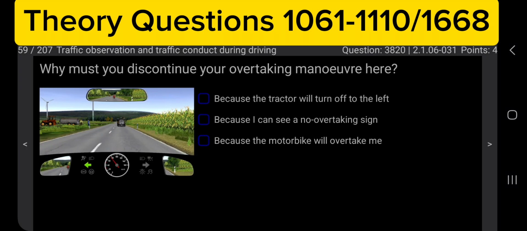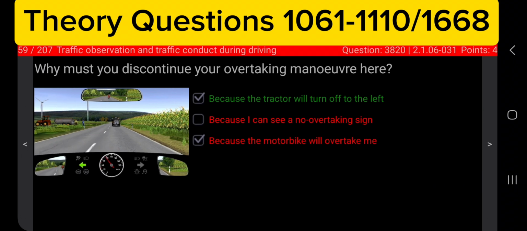Why must you discontinue your overtaking maneuver here? Because I can see a no overtaking sign. Because the motorbike will overtake me.